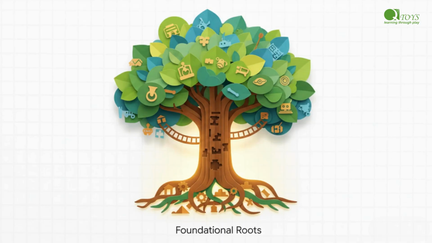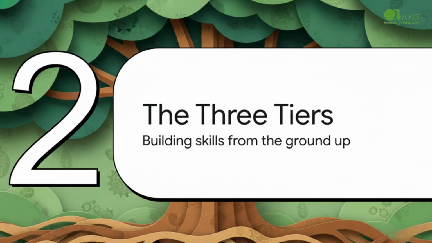You've got the foundational roots. These are the skills at the very bottom. Then you have the central trunk, which connects everything. And way up at the top, you've got the complex canopy, where all those advanced skills start to bloom. Okay, so let's break this tree down. The model splits everything into 3 different tiers, and each one builds right on top of the one before it. We're going to start exactly where you'd expect, right at the bottom with the roots.